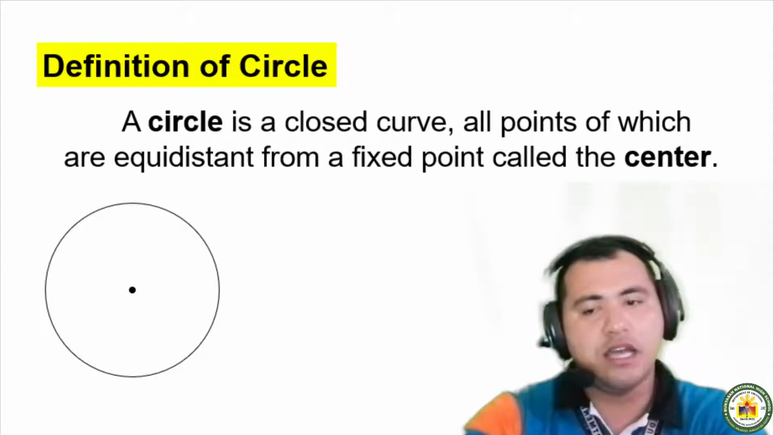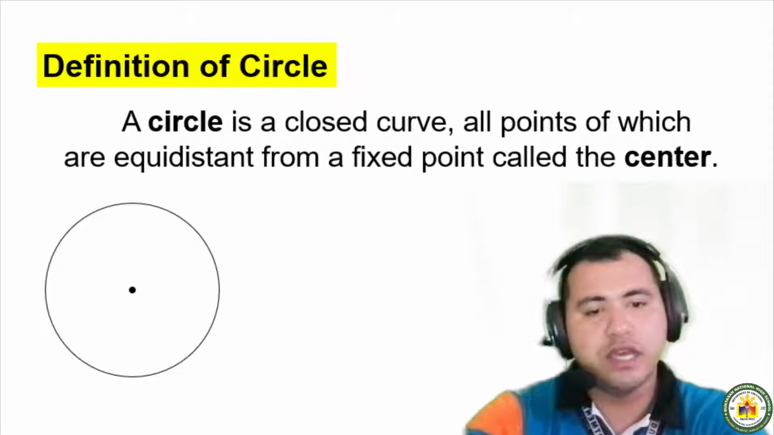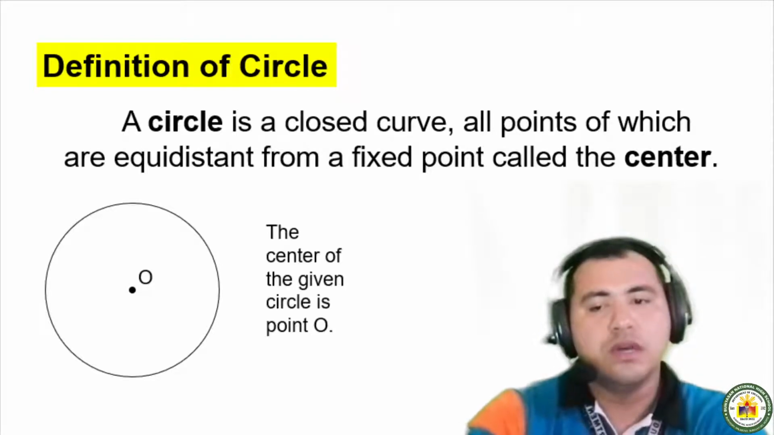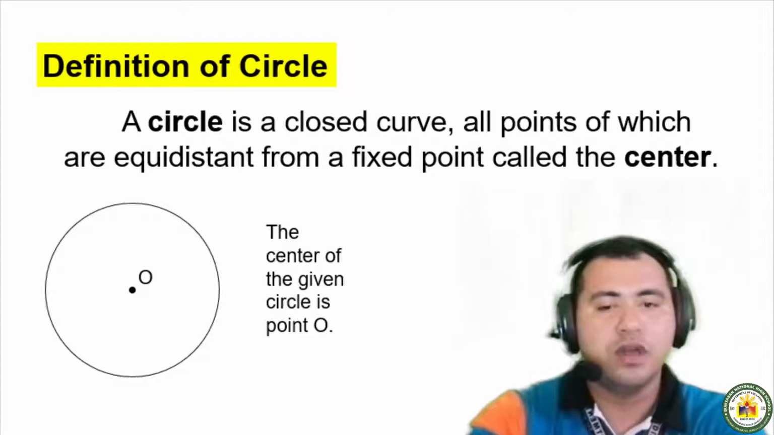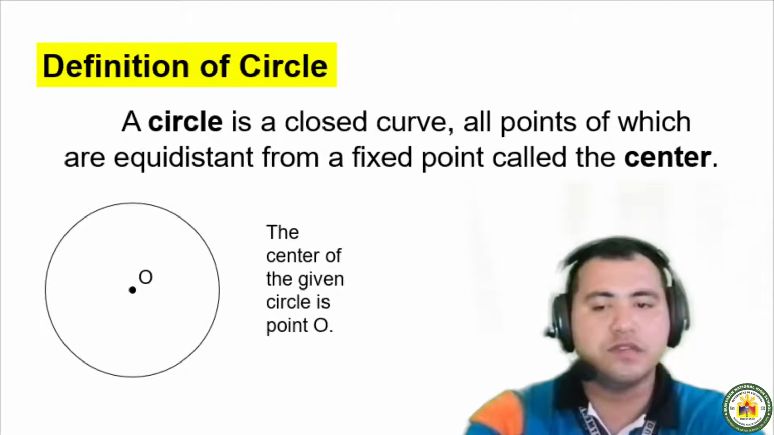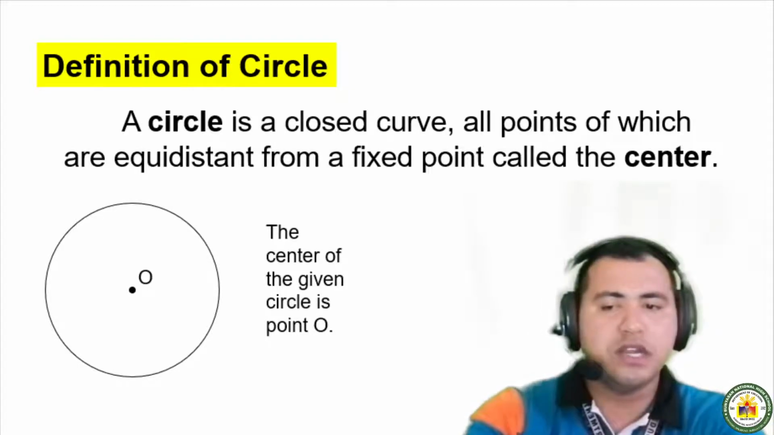Now, just like any other point, a point has its name. Now, we name that one as point O. Point O. Now, the center of the given circle is point O. So, point O na is that. Now, it is said, based on the definition of circle, that all the points of which are equidistant.